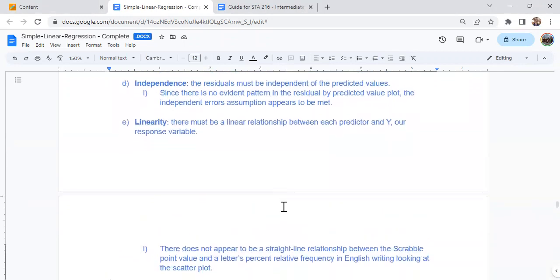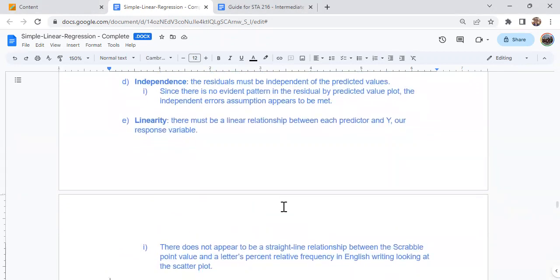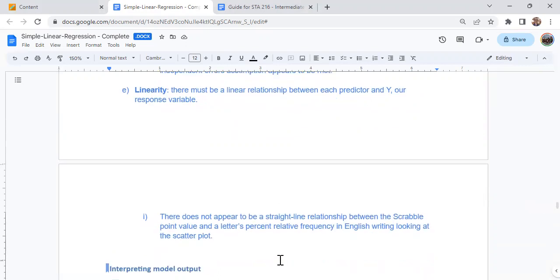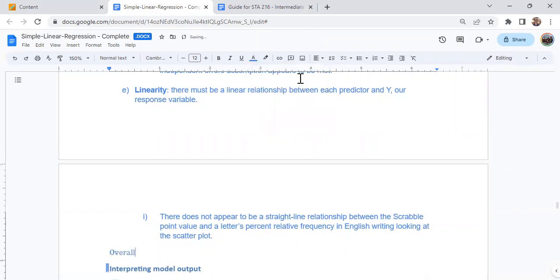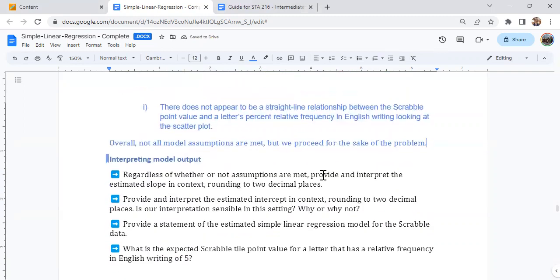Just like ANOVA and the t-test, it's all or nothing with the assumptions. Either they're all met and then you're good to go, or if at least one is violated, technically the model assumptions are not met. So here, we'll say overall, not all model assumptions are met, but we proceed, this is what I always say, for the sake of the problem. Because we're in school.